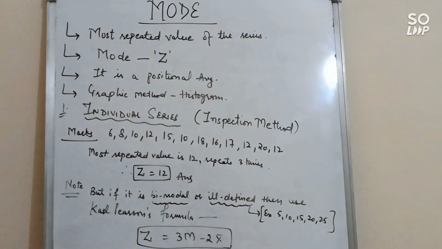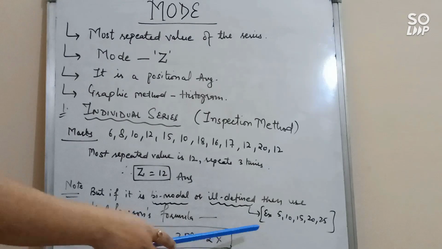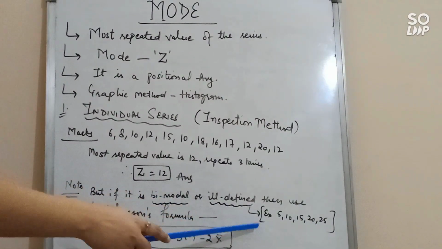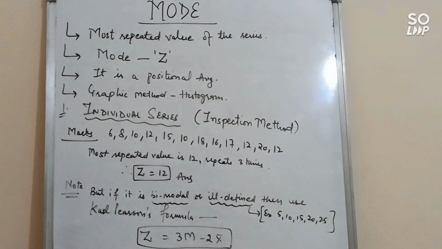Now what is ill-defined? Ill-defined means when there is no mode in the series, when there is no value which repeats more than one time. For example 5, 10, 15, 20, 25: there is no value which repeats 2 times or more than 2 times. So this is known as ill-defined mode. It means we cannot find out mode. So in case of bimodal, trimodal, ill-defined, in any case where we are not able to find mode, we will use Karl Pearson's formula, that is mode is equal to 3 median minus 2 mean.